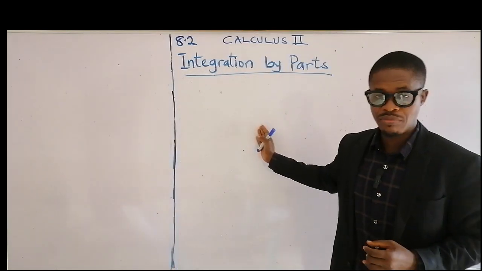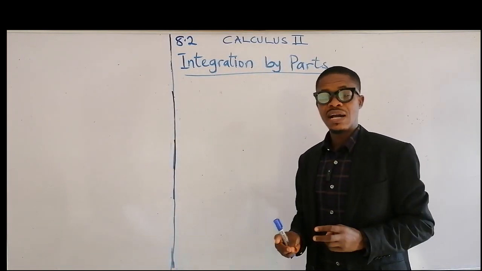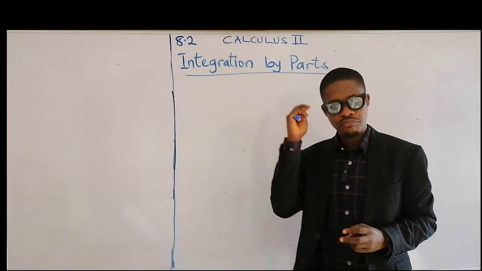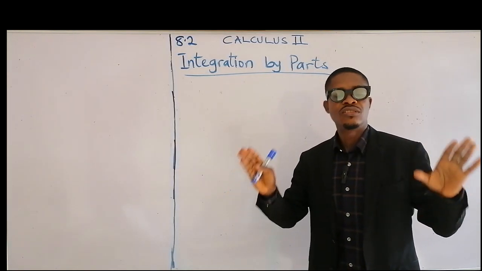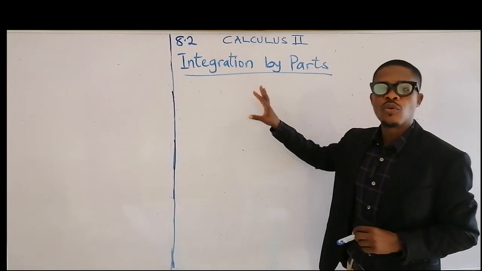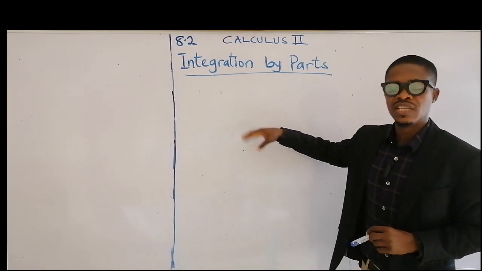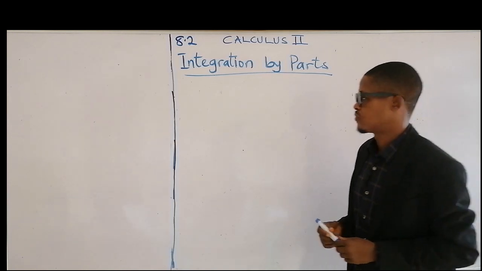We'll be looking at integration by parts, and the question now is: when do we use integration by parts? This is used when we have a product of two functions. That is when we use integration by parts. Then let's see how to derive the formula, and after that, we'll start with questions.